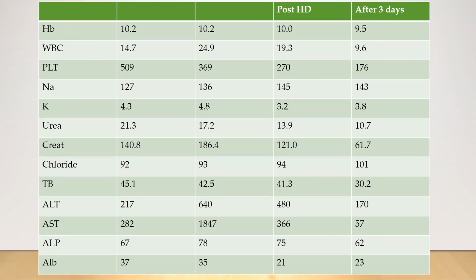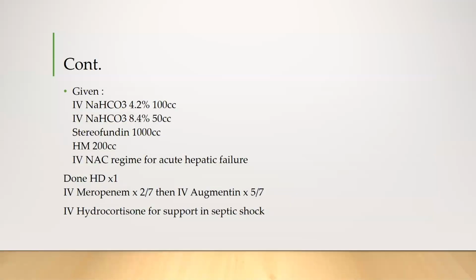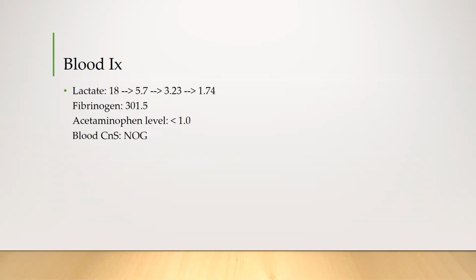Initially, she also presented with severe liver failure, with elevated liver enzymes as well as elevated total bilirubin. Subsequently, in the ED and in AIM, she was given sodium bicarb, 4.2% for 100 cc, 8.4% for 50 cc, and some Serofundin, some Hartmann's, and also given some NAC regime because the patient has acute hepatic failure. We also did HD, covered with antibiotics, and from then we can see that the lactate is slowly going down. And fibrinogen is normal, so it's no DIC.